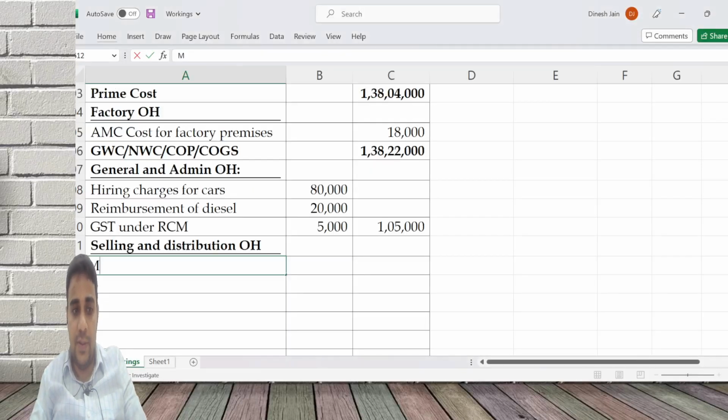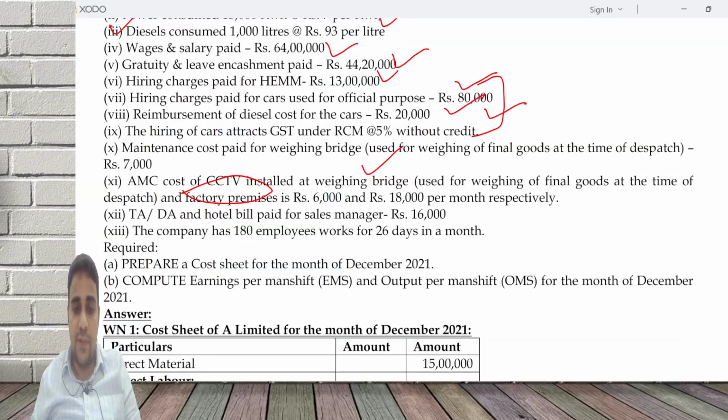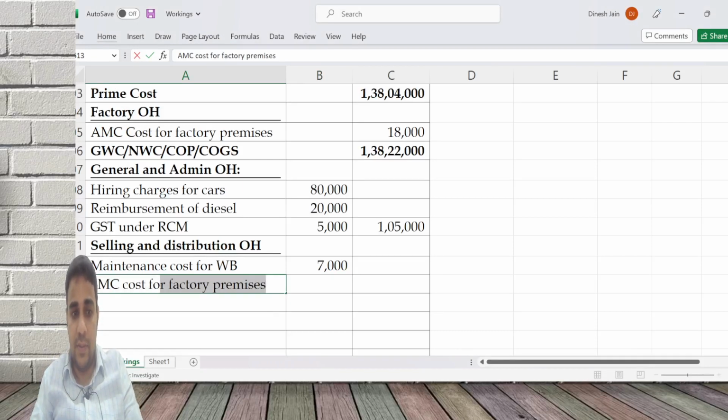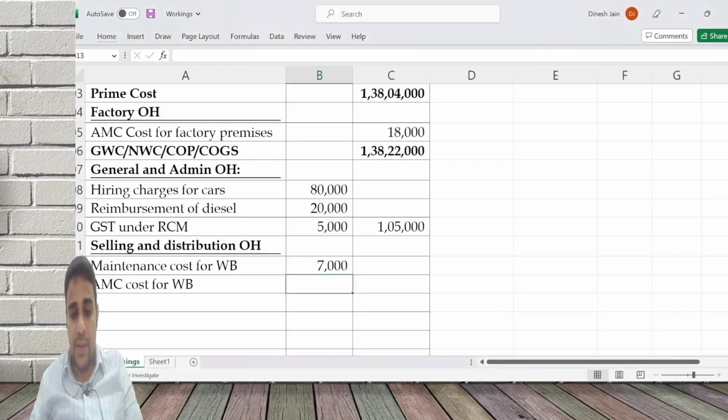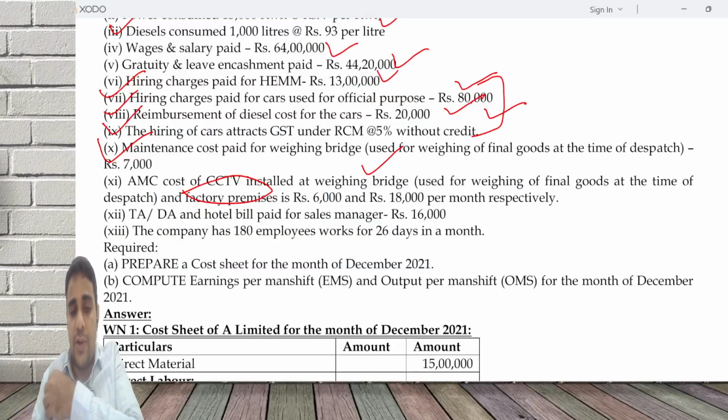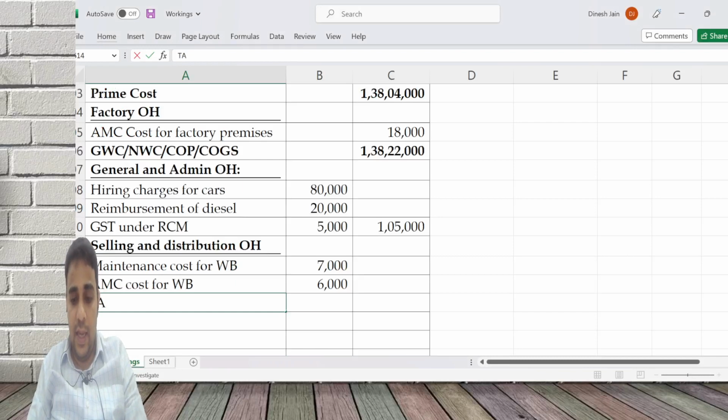In selling and distribution, I have maintenance cost for weighing bridge, 7,000. AMC cost for weighing bridge 6,000. That is the AMC cost not for weighing bridge, but the AMC cost of CCTV. TA, travel allowance and hotel bill for sales manager. Sales manager is selling and distribution. If it's factory manager, it would have gone to factory overheads.